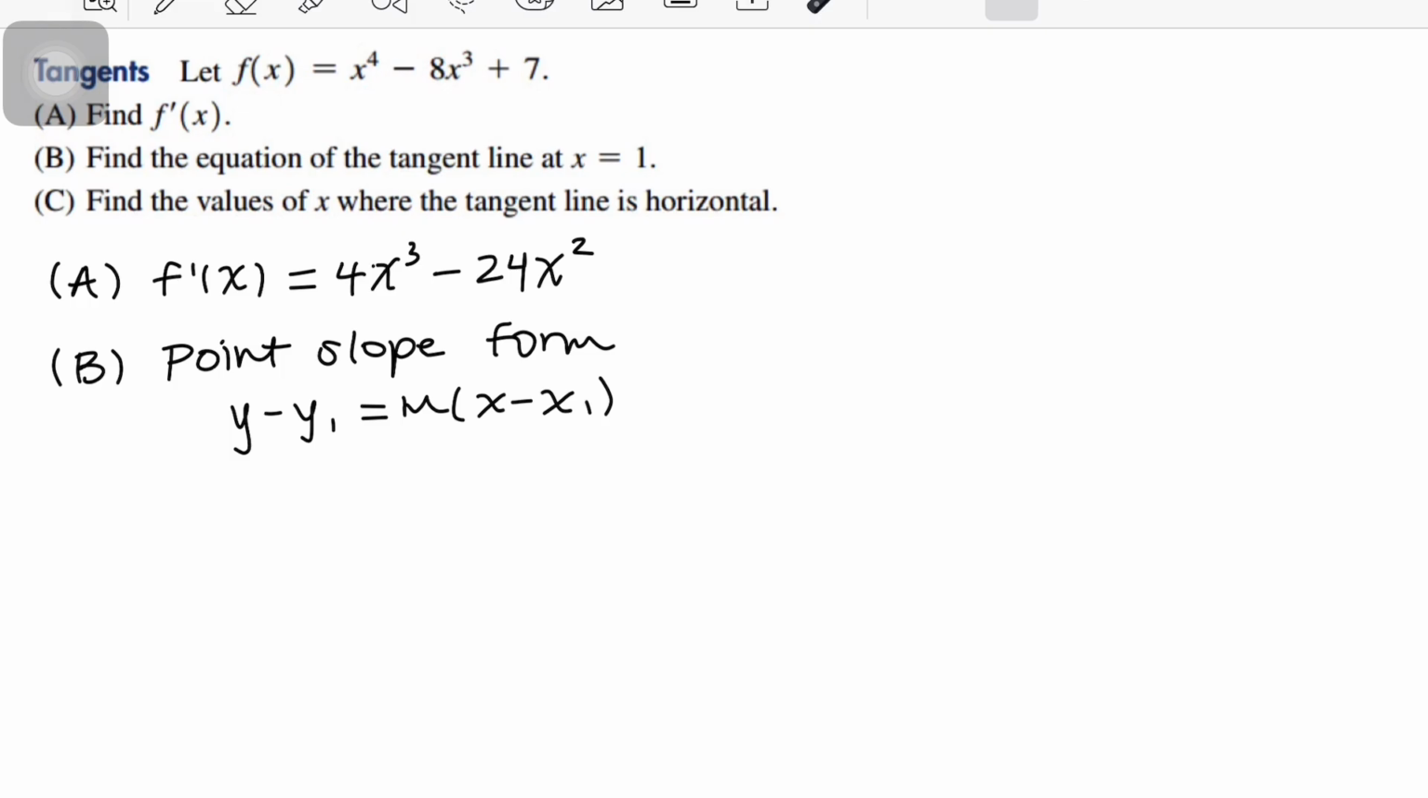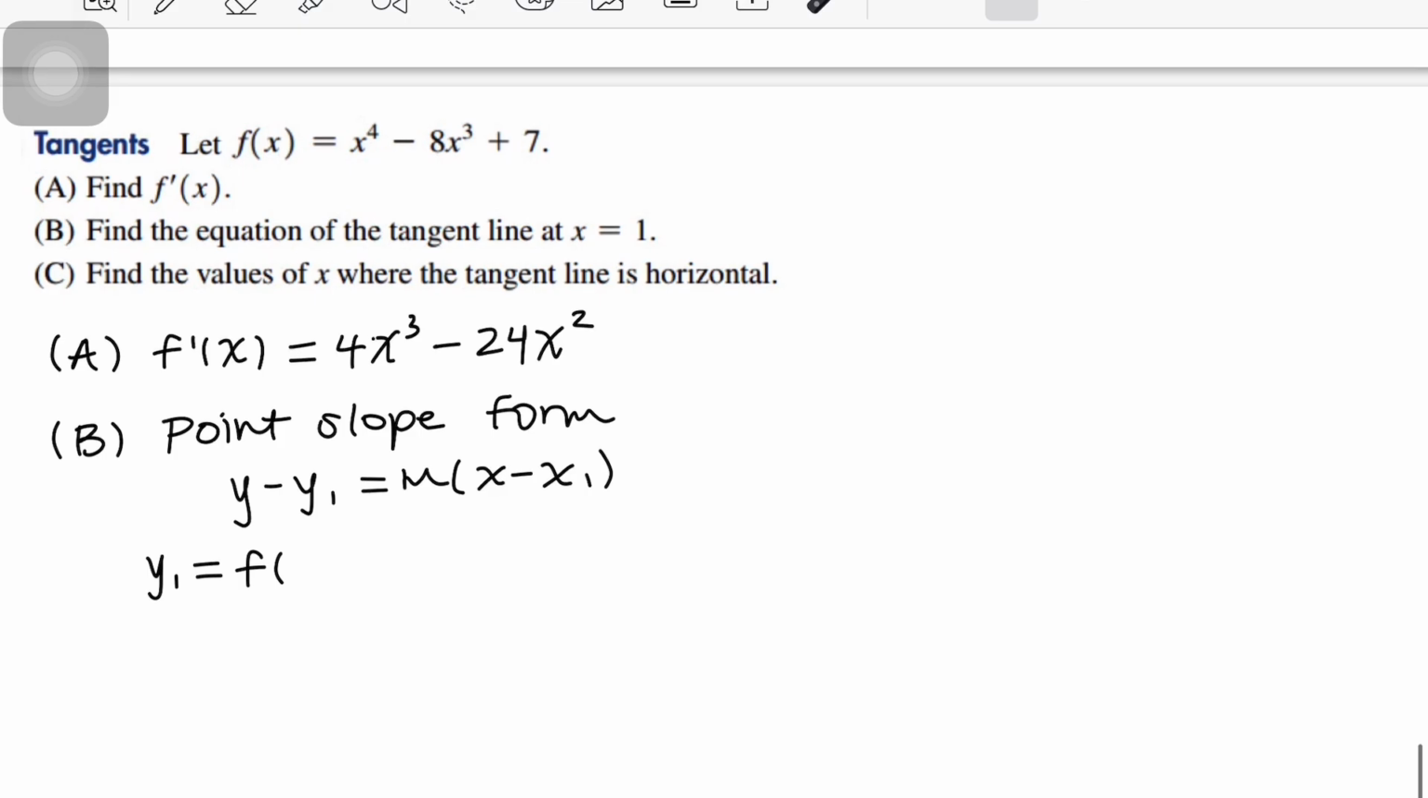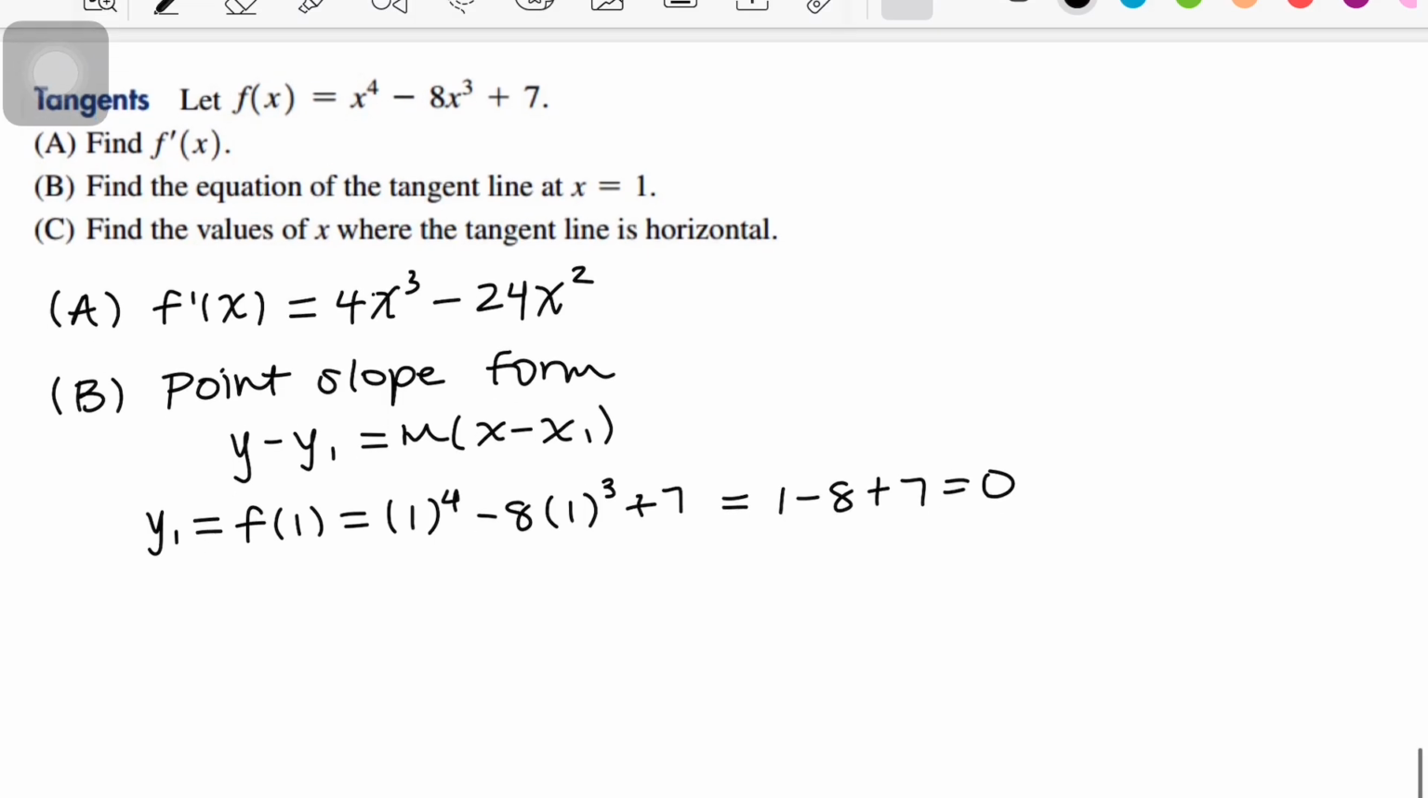So the first thing we got to do is find our y1 here. So y1 is going to be, if we were to plug our x1 into our function, and our x1 is given by this here. So we plug 1 into our function, we'll get 1 to the power 4. We'll get this here, so we get 1 minus 8 plus 7. So we just get 0 there. And the next thing we want to do is find our slope. And we know that the slope is our derivative, and then we want to find the slope at this point. So we'll plug in 1 into our derivative. So we get 4 times 1 cubed minus 24 times 1 squared. And that'll just be negative 20.